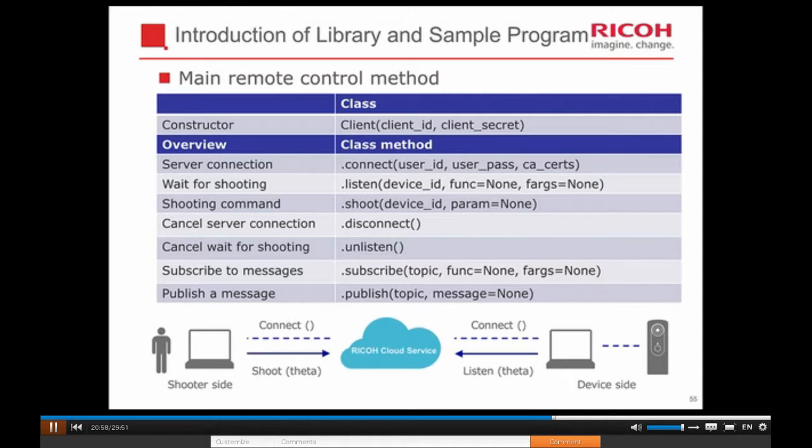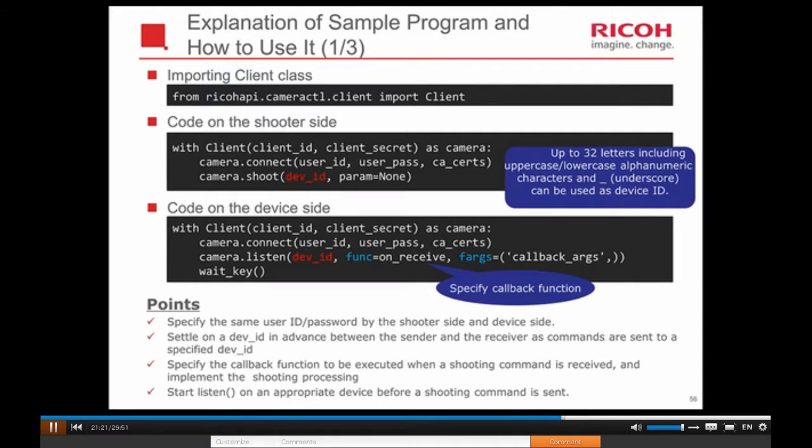The third method, shoot, is used on the shooter side to send the shooting command. These three methods are the basic methods used in the remote control application. There are other methods that can be used to disconnect from the server, release from the wait for shooting state, and send-receive general messages. Let's move on to the next slide. On this slide, you can take a look at the actual source code of the sample program while I explain how to use these methods.